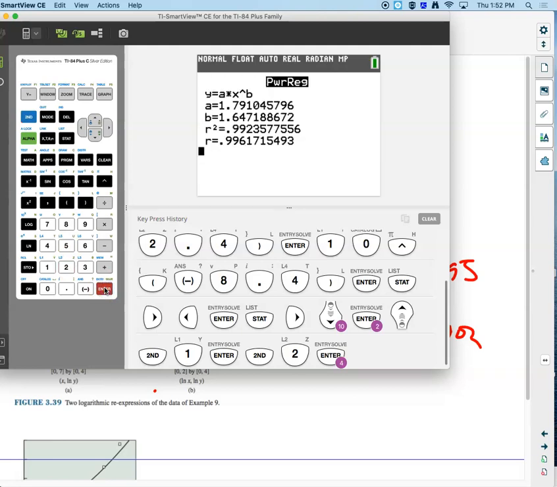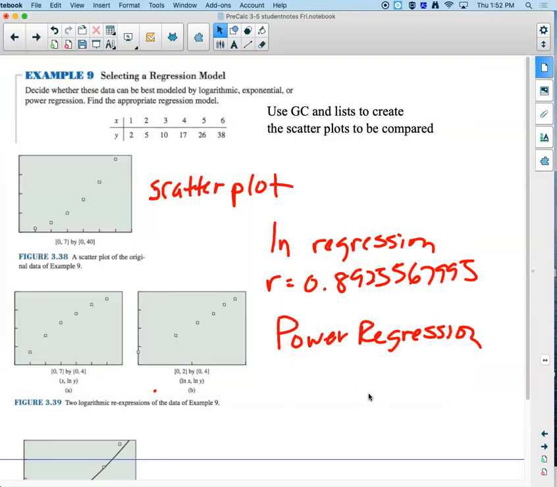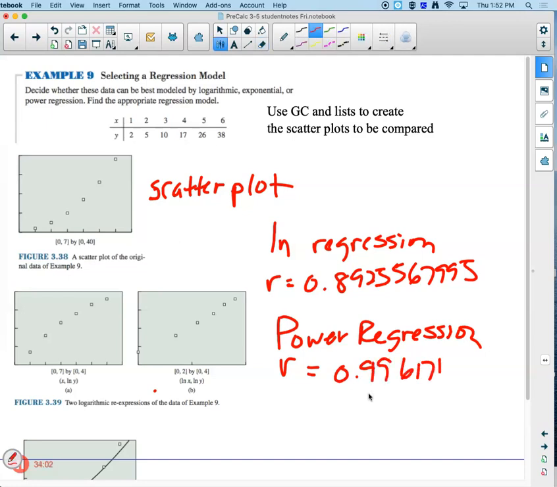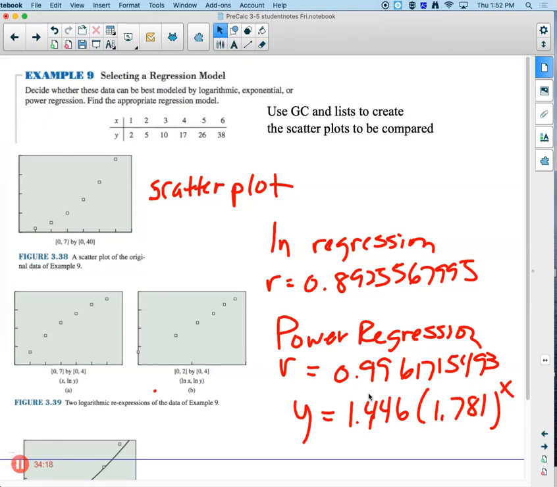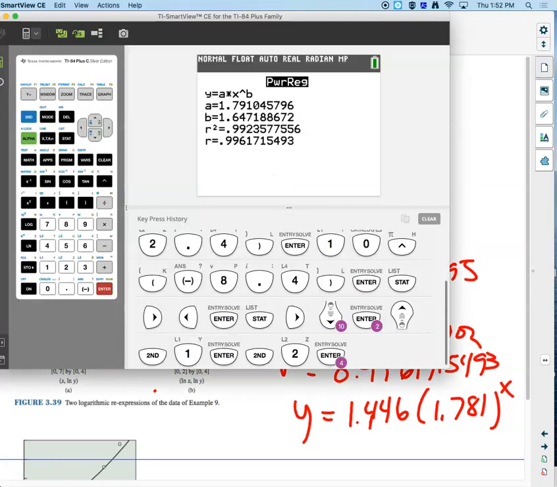So there it is. Now look at the R value for that one. That's much, much better. That's a much better fit. So our R value for this one came out to 0.996171549. So much better. And when you write it out, it would be y equals 1.446 times 1.781 to the x power. And let me pop that back up there so you can see it. So it gives you the model.